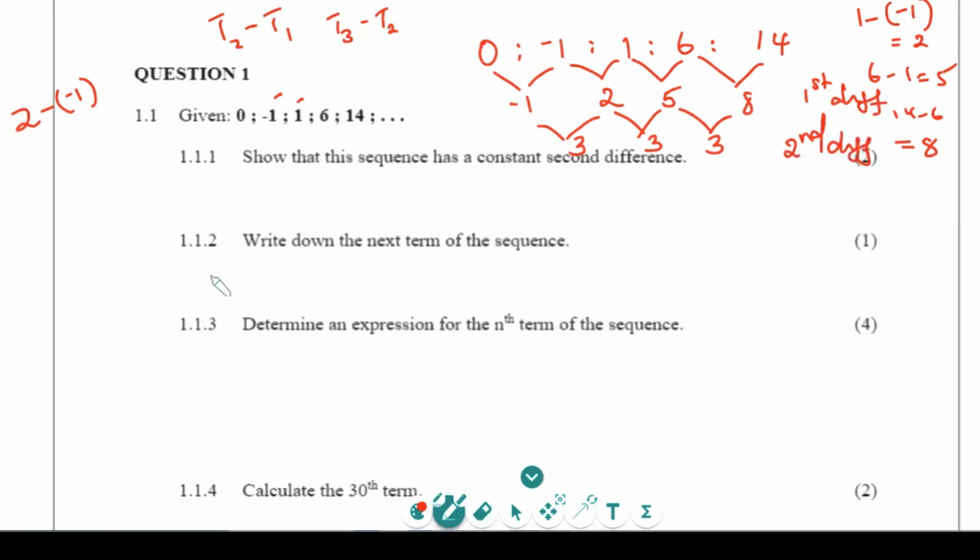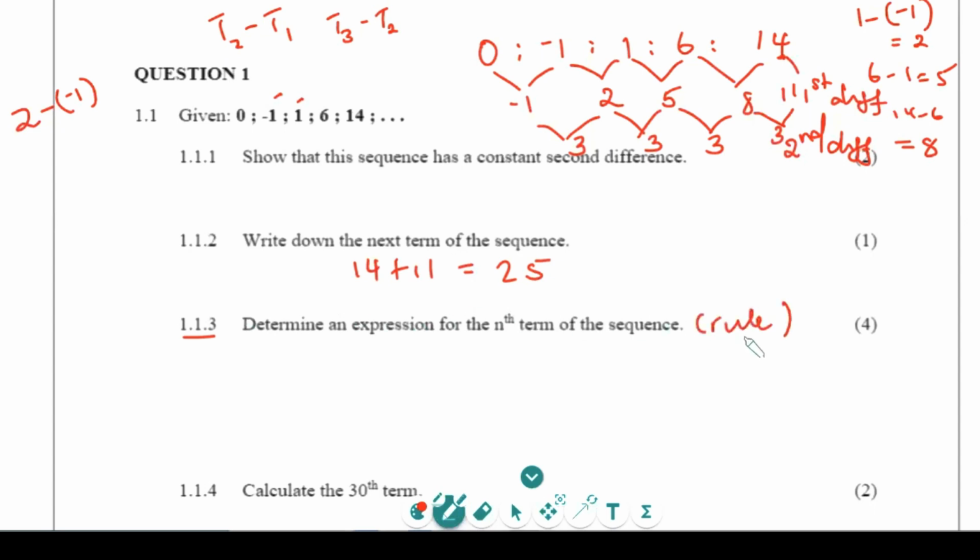Okay, then 1.1.2, they're telling us to write down the next term within the sequence. So if this is a 14, and this sequence is increasing by 3's within the second differences, I'm going to have 11, and then 14 plus 11 gives us a 25. Then 1.1.3, determine an expression for the nth term. So in other words, they're asking for the rule or the formula.